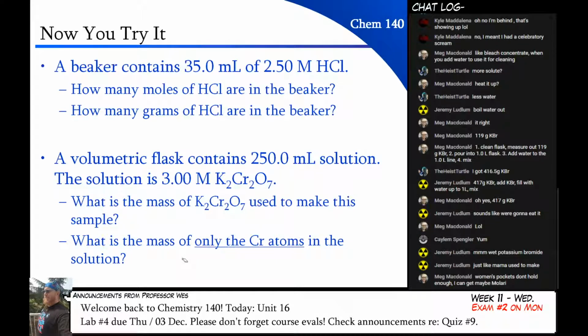And then the second problem ties together all the stuff that we did in unit 11 and 12. I have a volumetric flask with 250 milliliters of solution. The solution is 3 molar potassium dichromate. What mass of potassium dichromate was used to make the sample? What is the mass of only the chromium atoms in the solution?